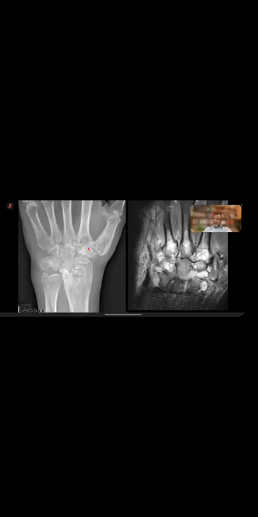Geode is, there's no calcification. There's no other sign of geode. Geode is usually in the big bones, not in the small bone. It can happen, but there are no other signs of calcification.